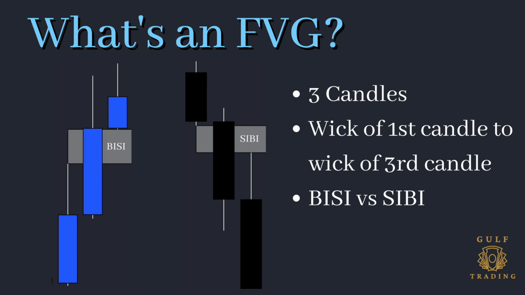The bullish FVG is called BISI, which stands for buy side imbalance and sell side inefficiency, which means there's an imbalance of buyers compared to the sellers. So there's more buyers than sellers, and so there's an inefficiency in sellers. And then the bearish FVG is called SIBI, sell side imbalance, buy side inefficiency, which is the opposite, where there's more sellers than buyers.